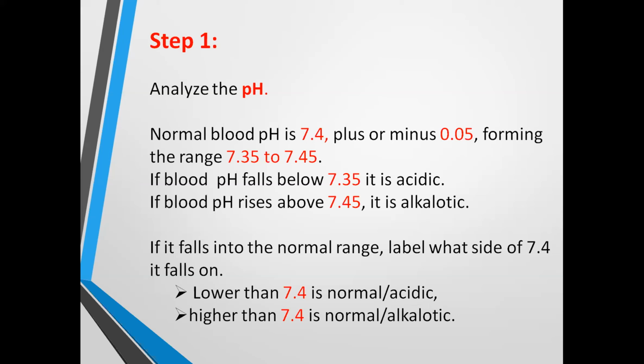If pH rises above the normal range, it is called alkalotic. 7.4 is the cutoff value. If it falls below 7.4, this is basically acidosis, and if it goes above 7.4, this is alkalotic or alkalosis.